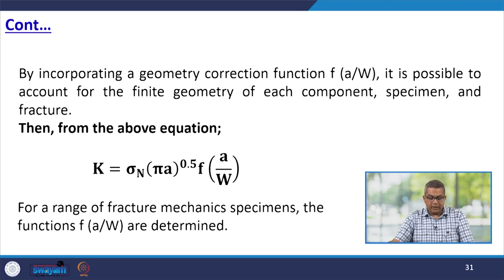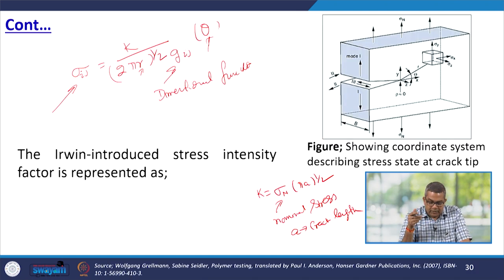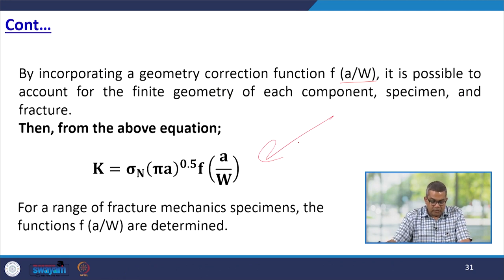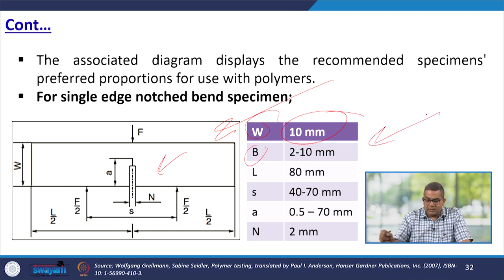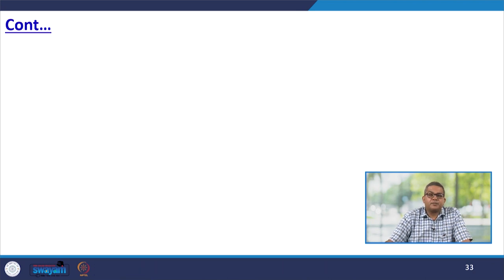So, these are the mathematical representations. Now, by incorporating a geometry correction factor, say F of a over W, it is possible to account for the finite geometry of each component, specimen and fracture. Then from these equations, this can be represented as K is equal to sigma n times (pi a) to the power half times F of a over W. For a range of fracture mechanics specimens, this function has been determined. The associated diagrams sometimes display the recommended specimen's preferred proportions for use with polymers. For a single edge notched bend specimen, the W, 10 mm and B and different parameters have been given for the different types of notched bend specimen.